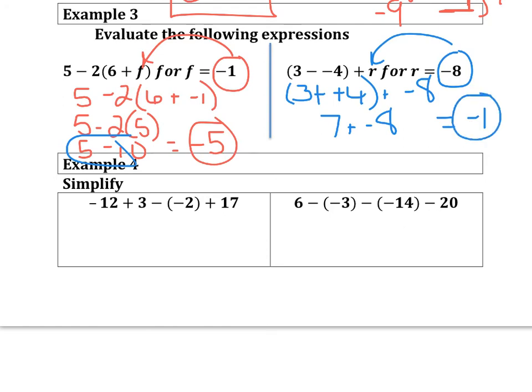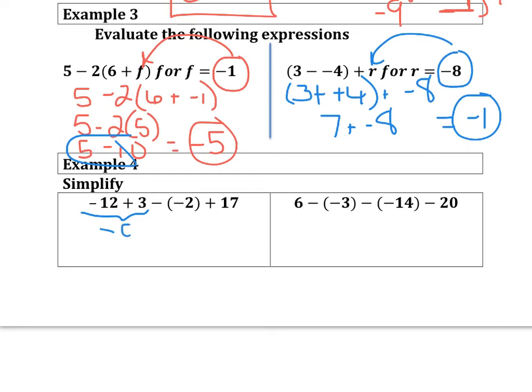In example 4, we're going to simplify the expression, nothing to substitute in, no variables, but we are going to follow PEMDAS, of course. Now, if you notice in this problem, we only have addition and subtraction, and so we're just going to go from left to right in order to simplify. So let's begin with negative 12 plus 3. That's a negative plus a positive. They're different signs, so when they're different signs, we know that we subtract. So we would subtract 12 minus 3, but we keep the sign of the larger, which is going to be the negative. So it would be negative 9.